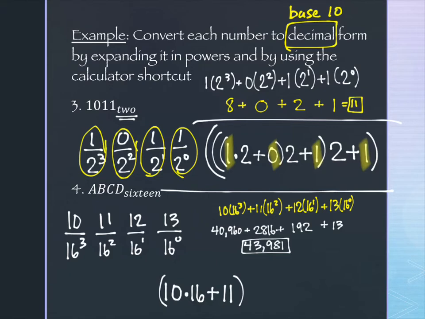Okay, so 10 times 16 plus 11, and then I multiply it by base 16, and I add my next digit, so that's a 12. So plus 12, I embed that in parentheses, and I multiply it by my base again, 16, and I add my last digit, it's a 13, and all of that technically would be inside of a parentheses, or you could leave it off at that point if you wished. And I would still get the number 43,981.